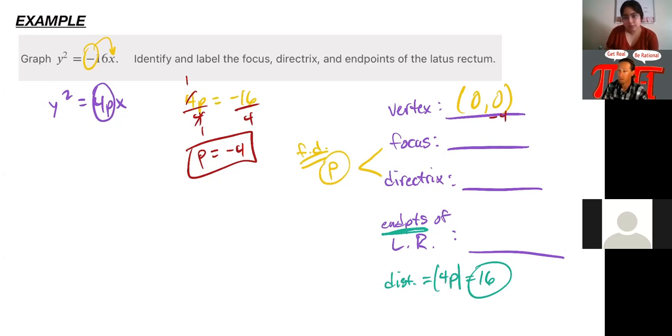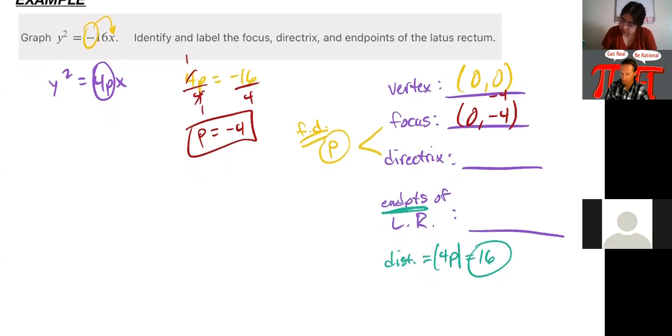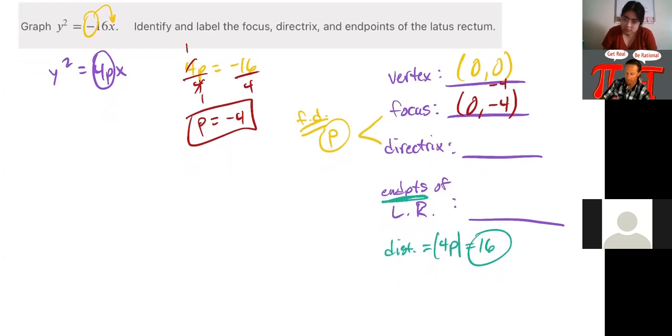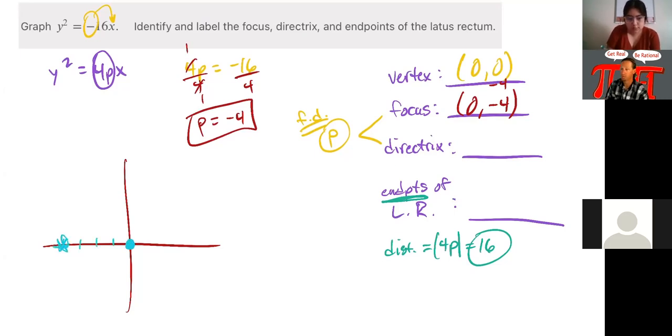And remember, we focus on a point. The directrix is a line. And since we're going in the x direction, we know that if we were to graph this, we will start at 0, 0, and we will go negative 1, 2, 3, 4 to get our focal point, which means we have to do the opposite of that to get our directrix, which would be positive 4.